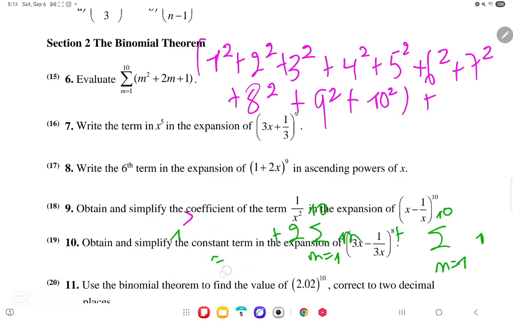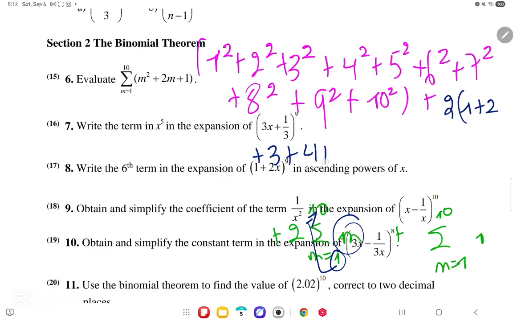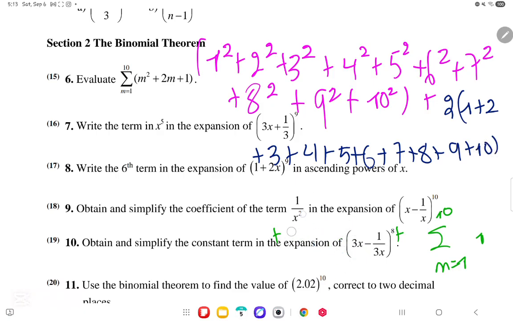We can erase it. Plus 2 sigma notation 1 to 10. That means you're going to substitute the values and add them from 1 till 10 instead of m, and you will multiply it all by 2. So what does this mean? Plus 2 times 1 plus 2 plus 3 plus 4 plus 5 plus 6 plus 7 plus 8 plus 9 plus 10. You close the brackets. Now we finished from this. We get rid of it.